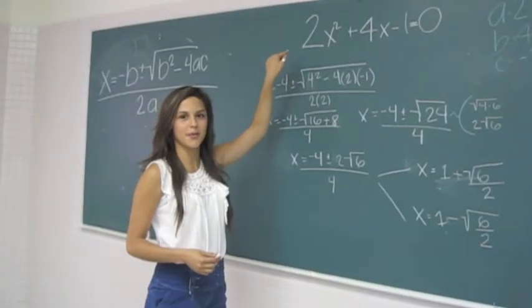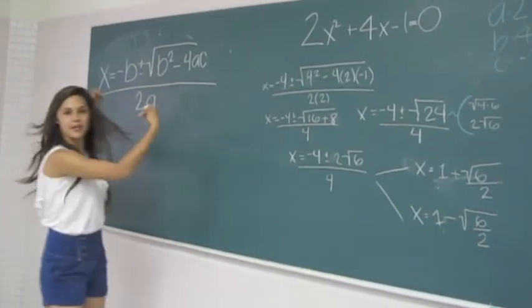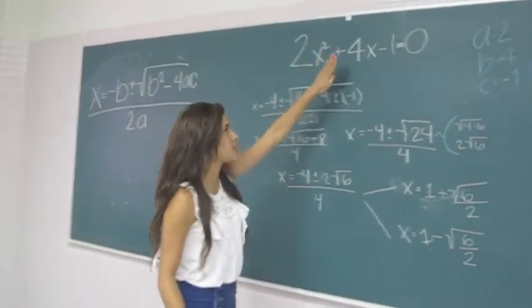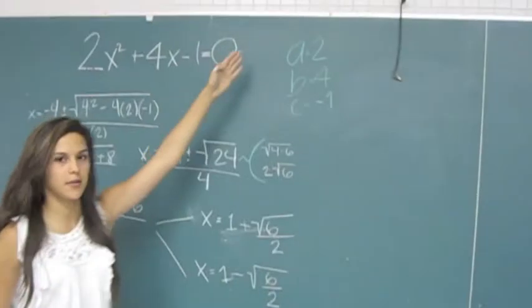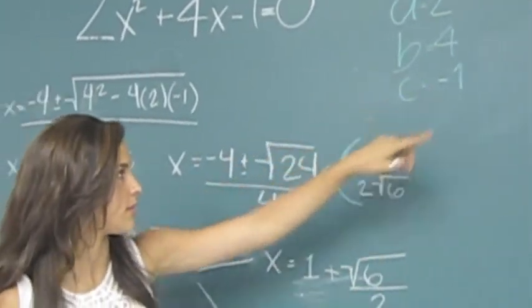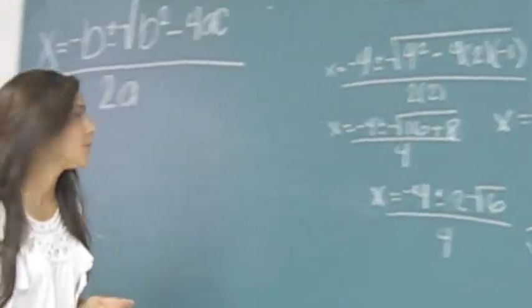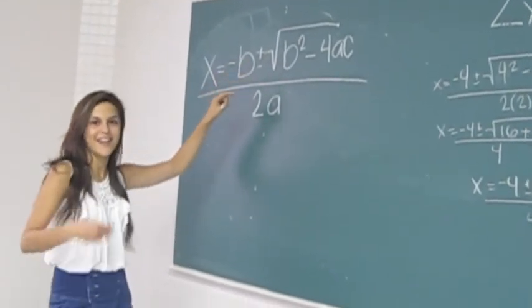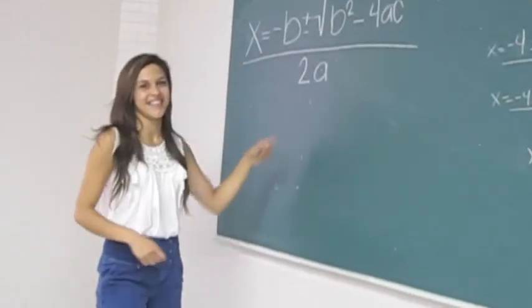We're gonna solve an equation by using the quadratic formula. Now, this is A, this is B, and this is C. In here you can see that A is 2, B is 4, and C is negative 1. So the formula is x equals negative b plus or minus the square root of b squared minus 4ac, divided by 2a.